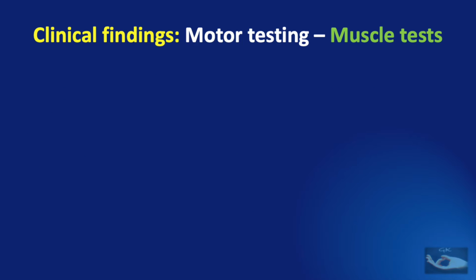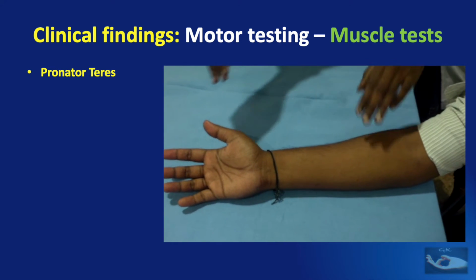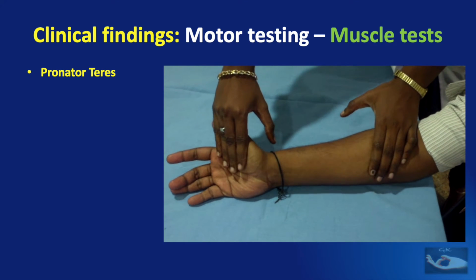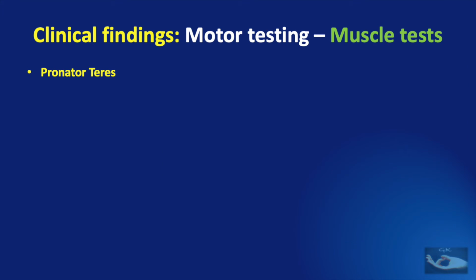All the muscles innervated by the median nerve were tested in this order. To test the pronator teres muscle, with the patient sitting and elbow in flexion, he is asked to pronate the forearm, and at the same time the muscle is palpated and the power is also checked.